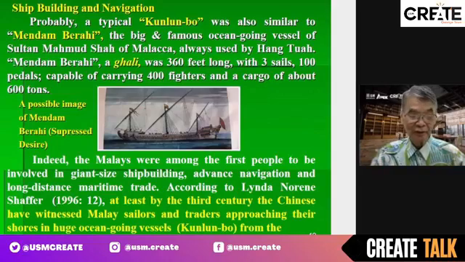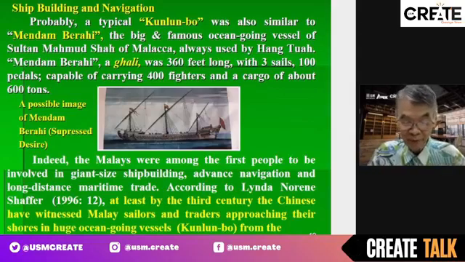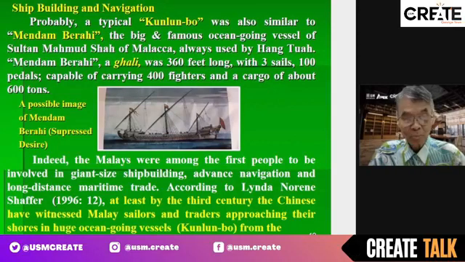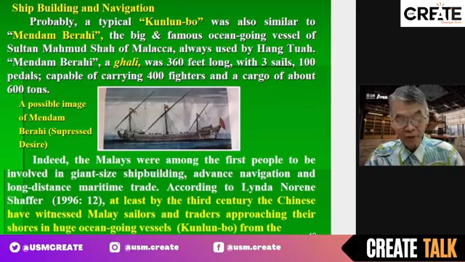there is another possibility. That is probably a typical Kunlun boat was also similar to the Mendam Brahi, the big and famous ocean-going vessels of Sultan Mahmud Shah of Malacca, which, according to Hikayat Hang Tuah, was always used by Hang Tuah. Mendam Brahi was not a jong, it was a galley, but of similar size, more or less.